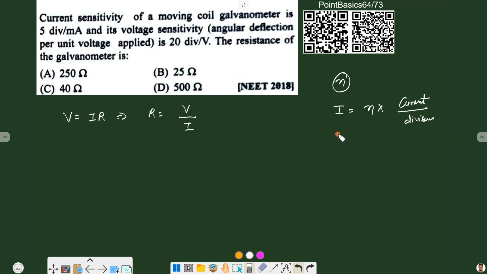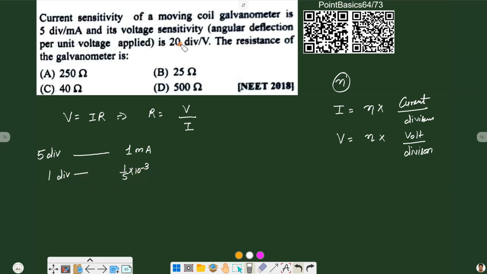Similarly, for the potential, the maximum potential that can be measured is the number of divisions times volt per division. But here we have been given the reverse. We require milliampere per division, but it is given as division per milliampere. So we have to convert it. It is given that 5 divisions can measure 1 milliampere. From this, 1 division will measure 1 by 5 milliampere.